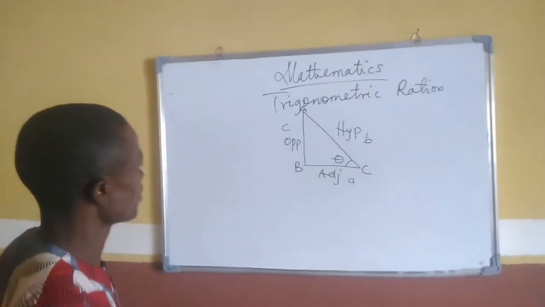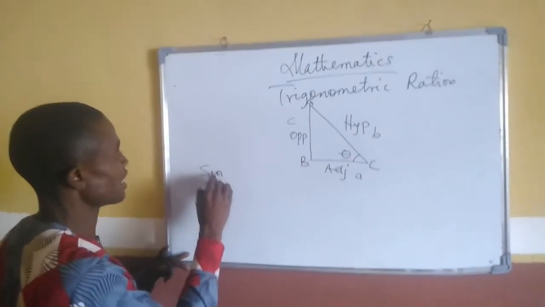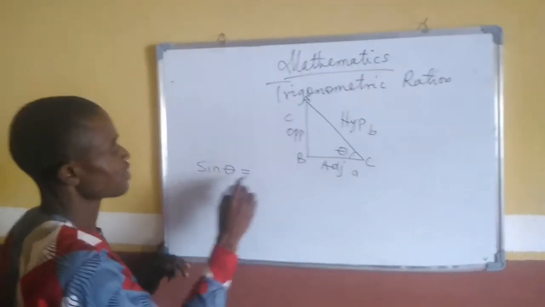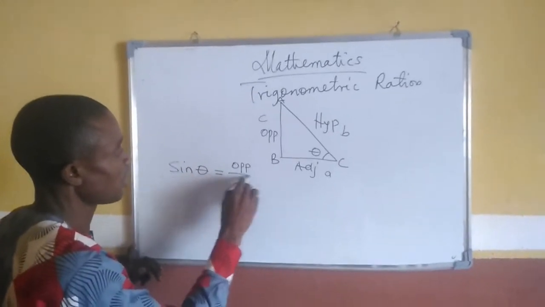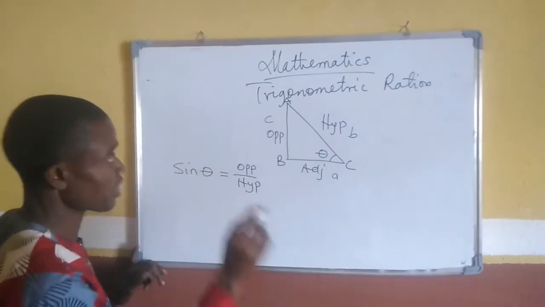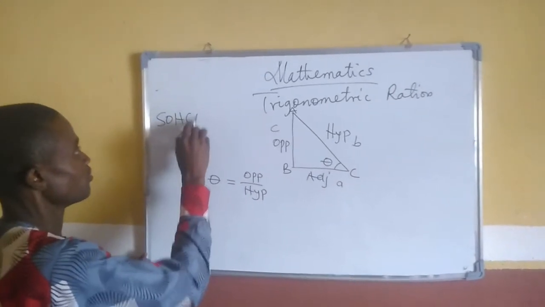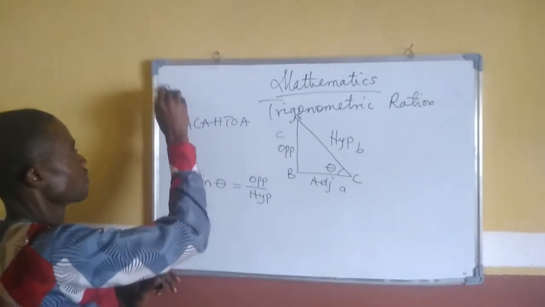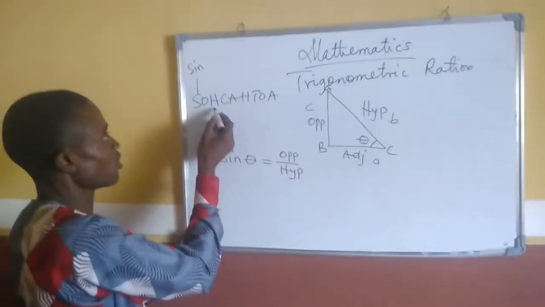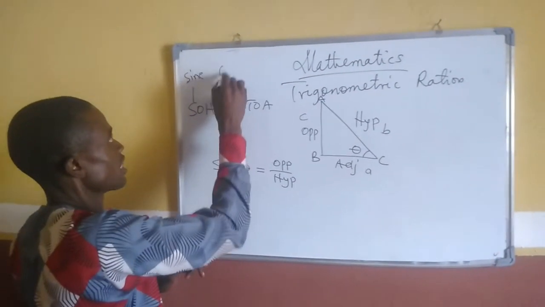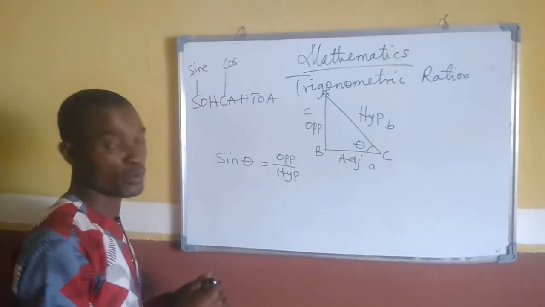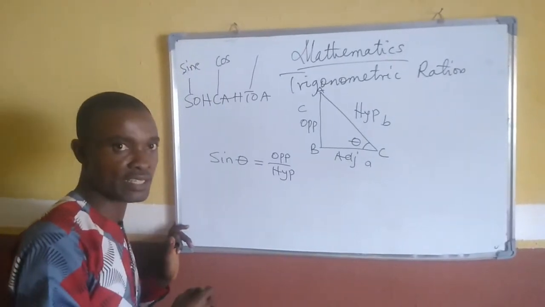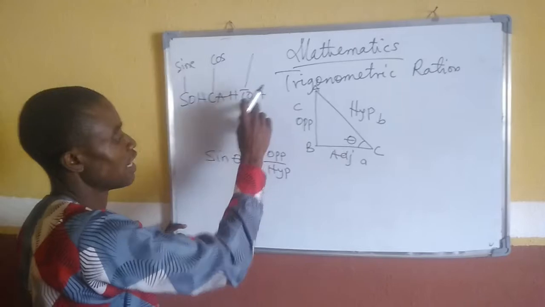Trigonometric ratios. Now, one of the ratios we are going to consider is sine. If I take sine theta, what is sine theta? Sine is opposite all over hypotenuse. Don't forget we have what we call SOHCAHTOA. The S stands for sine, meaning sine is opposite all over hypotenuse. The C stands for cos, short form of cosine, meaning cos is adjacent all over hypotenuse. The T stands for tan, that is tangent, meaning opposite all over adjacent.